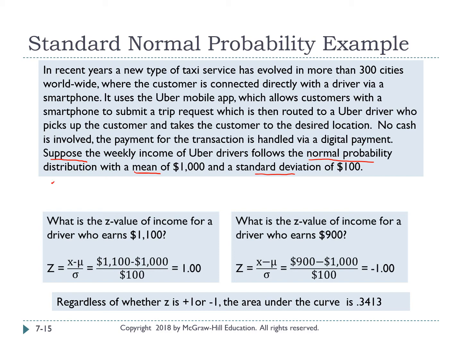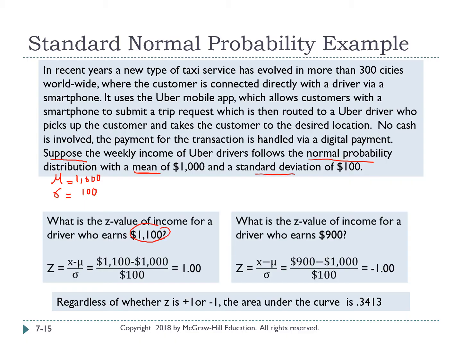So what is the mean? The mean is equal to 1000 and the standard deviation is equal to 100. Okay, next, what is the z-value of income for a driver who earns 1100? So what is this value, 1100?